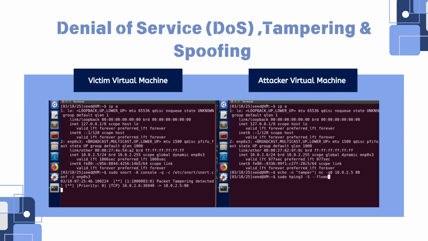By doing these steps, you can simulate different types of network attacks to test the security of the victim VM. Snort is a strong IDS, intrusion detection system, that can catch and alert administrators about various cyber threats, helping to protect the network from attackers.